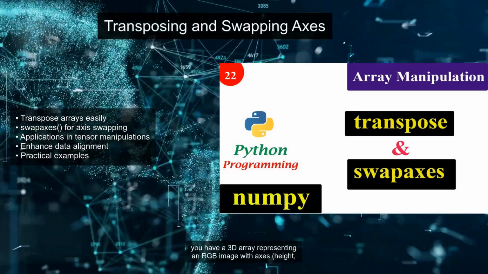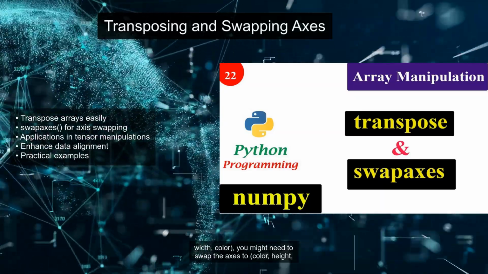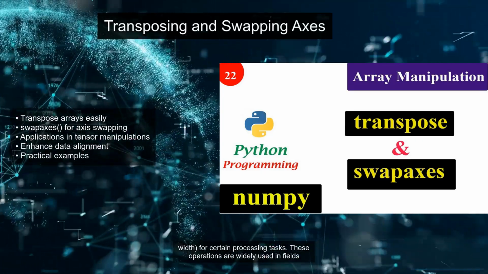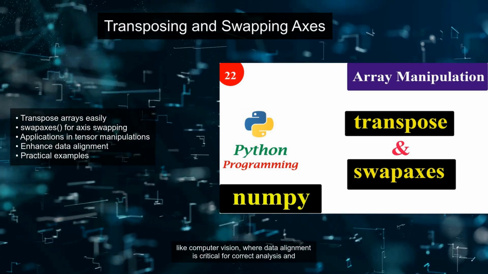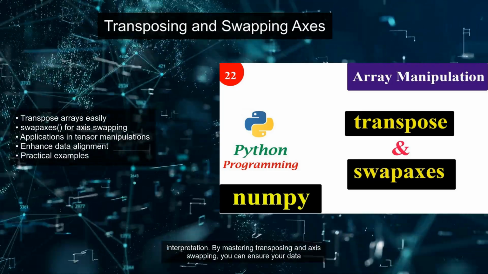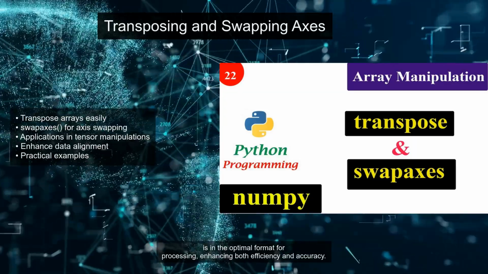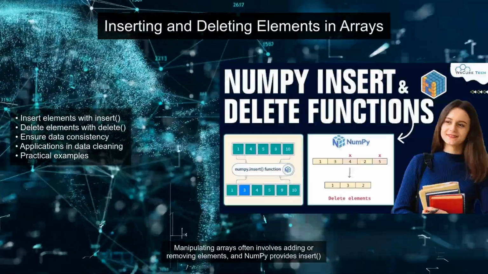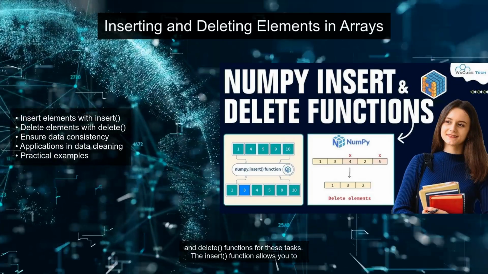For example, if you have a 3D array representing an RGB image with axes height, width, color, you might need to swap the axes to color, height, width for certain processing tasks. These operations are widely used in fields like computer vision, where data alignment is critical for correct analysis and interpretation. By mastering transposing and axis swapping, you can ensure your data is in the optimal format for processing, enhancing both efficiency and accuracy.